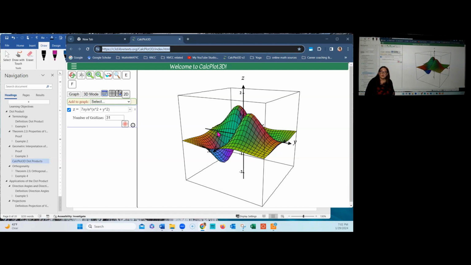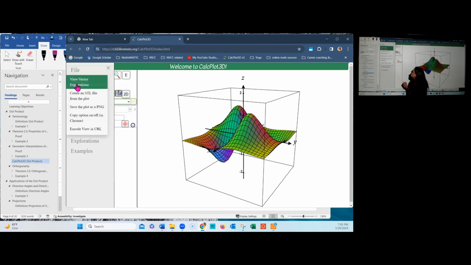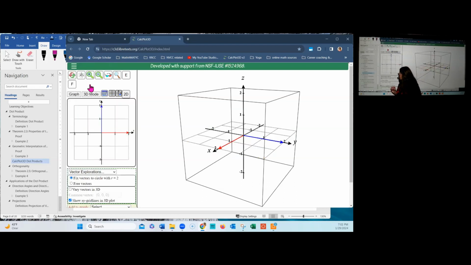We want to explore some information with vectors. We want to play around with vectors. So you're going to come up here on the upper left where the 3 horizontal bars are, and you're going to click on the 3 horizontal bars. You get a drop-down menu, and you want to click on the first option, which is File. And when you click on that, the first option there is View Vector Explorations. So click on that, and we're going to play around with vectors.